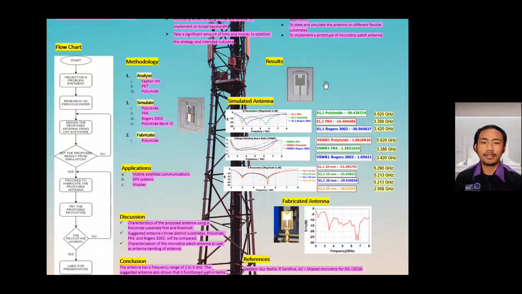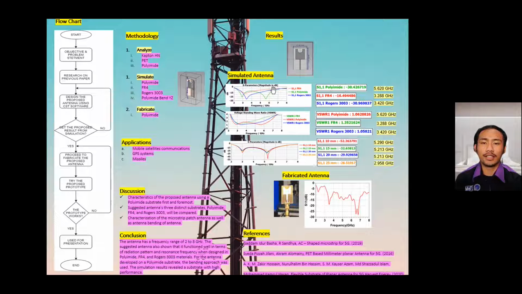So this is the result that I get from the simulation. This is the design dimension, which is polyimide substrate with some parameters that I used to calculate. After that, this is the result for the simulation in CST Studio. This is the S parameter for polyimide, FR4, Rogers 3003, and VSWR for polyimide, FR4 and Rogers 3003.